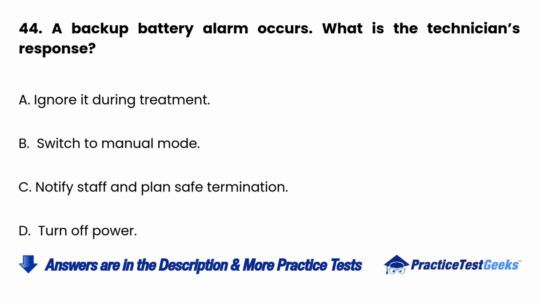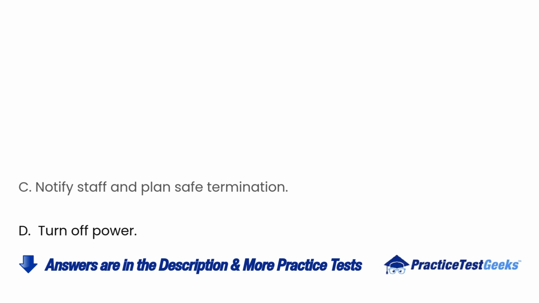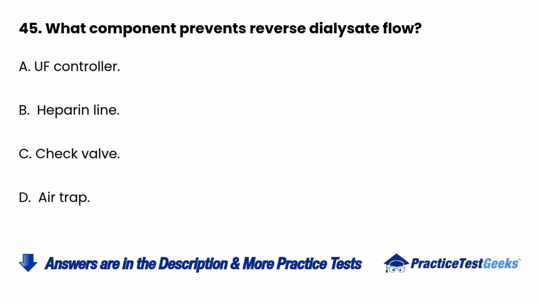44. A backup battery alarm occurs. What is the technician's response? A. Ignore it during treatment. B. Switch to manual mode. C. Notify staff and plan safe termination. D. Turn off power. 45. What component prevents reverse dialysate flow? A. UF controller. B. Heparin line. C. Check valve. D. Air trap.